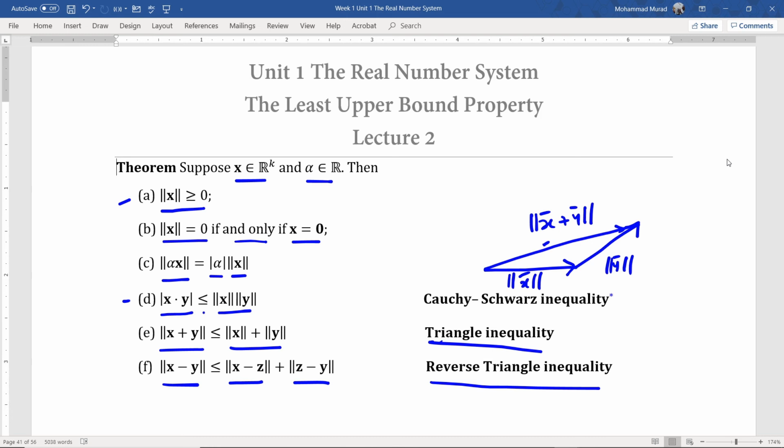Let's try to prove some of these statements. The proofs of statements A and B are obvious. They just follow from the definition of a norm of a vector. Please try to prove these statements. We now turn to the proof of statement C.